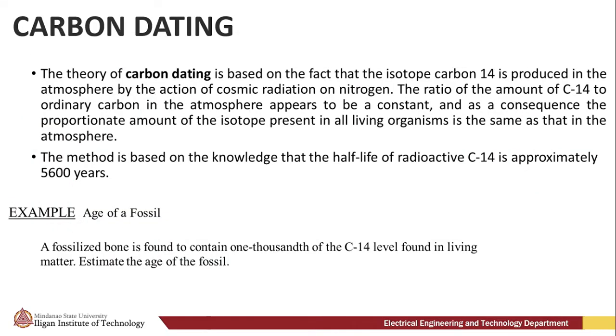Next, we have the carbon dating. The theory of carbon dating is based on the fact that the isotope carbon-14 is produced in the atmosphere by the action of cosmic radiation on nitrogen. So the ratio of the amount of C14 to ordinary carbon in the atmosphere appears to be constant. As a consequence, the proportionate amount of the isotope present in all living organisms is the same as that in the atmosphere.